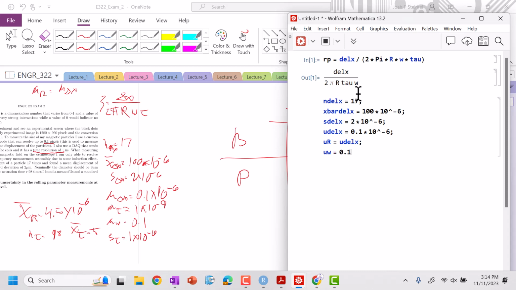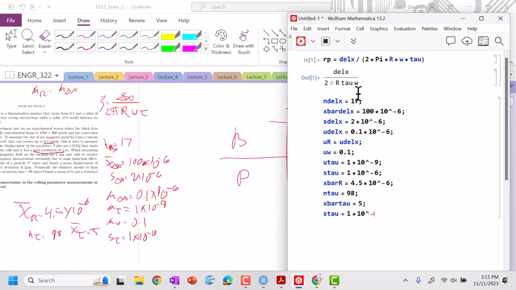Uncertainty in omega is equal to 0.1. Our uncertainty in tau is equal to 1 times 10 to the minus 9. And an s of tau is equal to 1 times 10 to the minus 6. My x bar r is equal to 4.5 times 10 to the minus 6. The number of tau is equal to 98. My x bar tau is equal to 5. My s tau is equal to 1 times 10 to the minus 6.